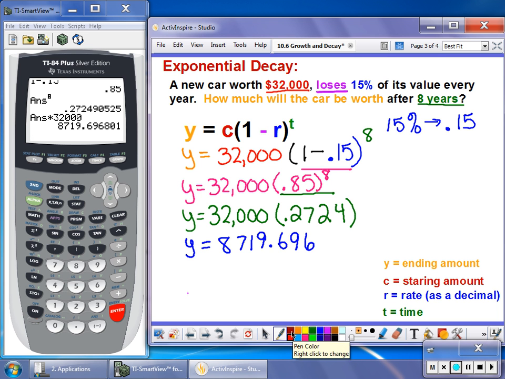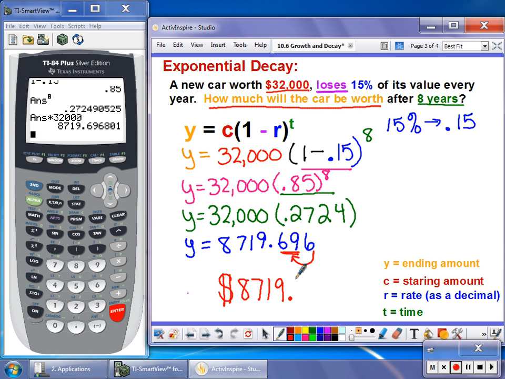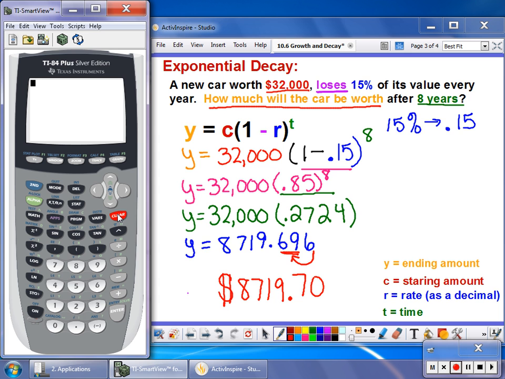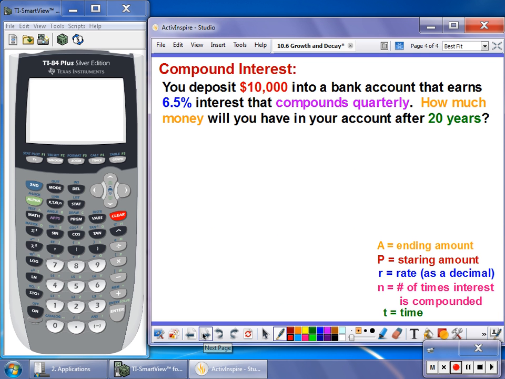Now again, I know this is a word problem, so this has some value to it. This wants to be how much will the car be worth, which means this is a money amount. So I have to round this to an amount of money. Okay, it's $8,719, but I need to figure out how many cents I have here. So I'm going to take this 6 and use it to round up, and it'll give me 70 cents. So the car will only be worth $8,719.70.